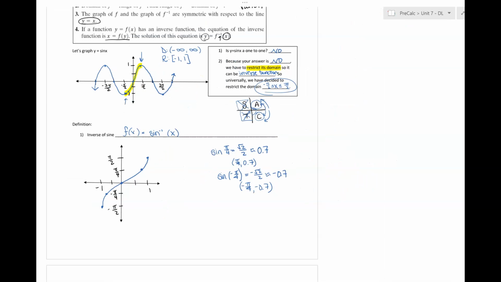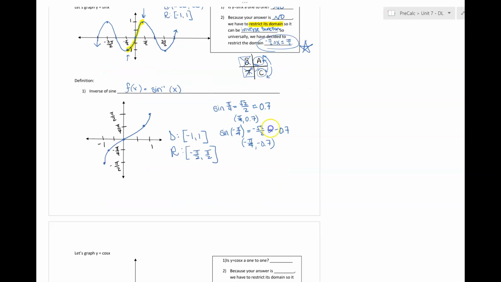Okay, so domain and range are switching between the original and the inverse. However, we did restrict it. So that means that the domain for our inverse sine goes from -1 to 1, and then the range is the restricted domain, this guy up here, so it's going to go from negative pi over 2 to positive pi over 2. Nice. Easy peasy, guys. You got this.